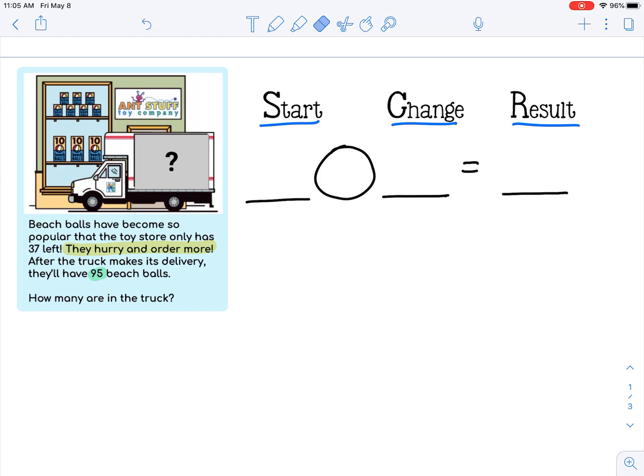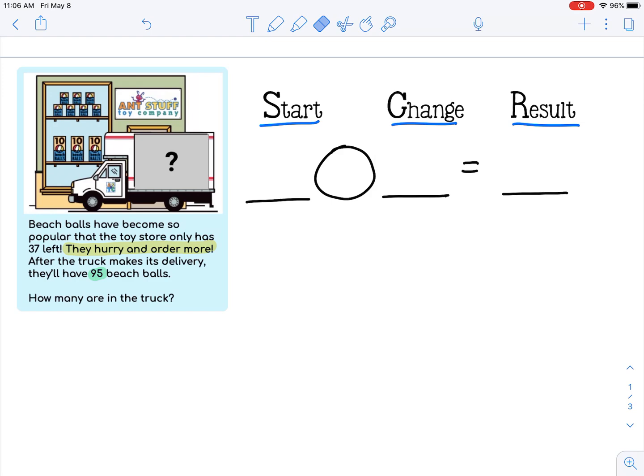Now we're going to keep on practicing writing an equation to match the story problem by thinking about what we know, what we need to know, and how we're going to use what we already know to figure out how to solve the problem. And again, we're going to do this by thinking about what goes at the start, what changes in the problem, and then what the result will be or what they will have at the end.